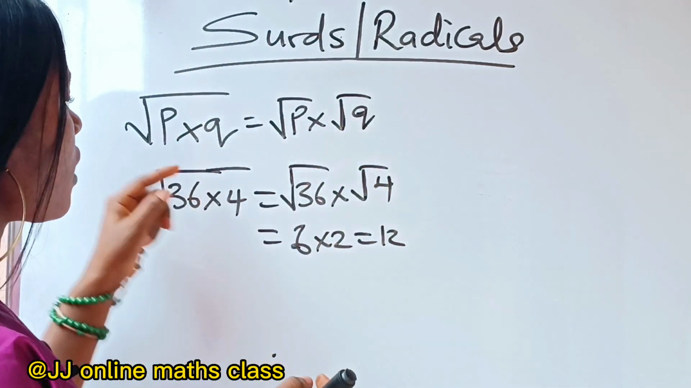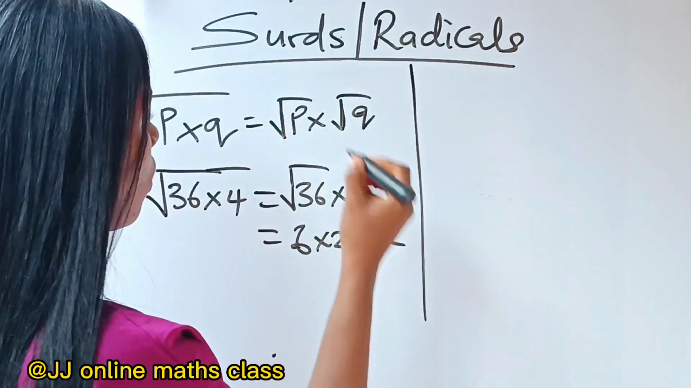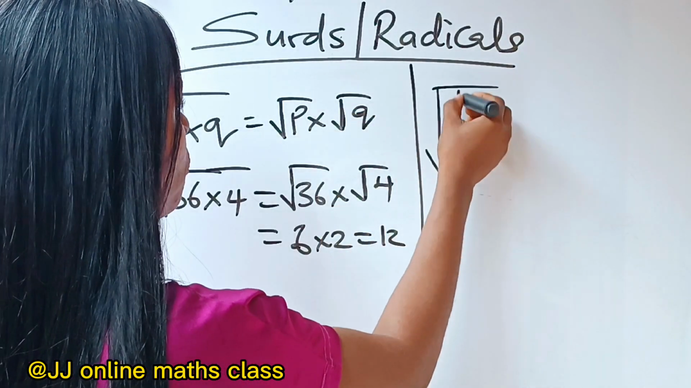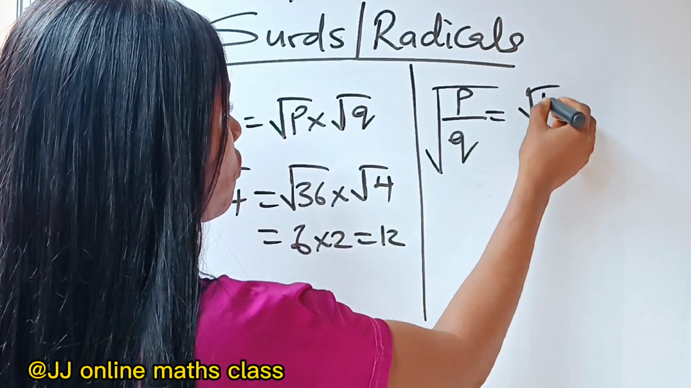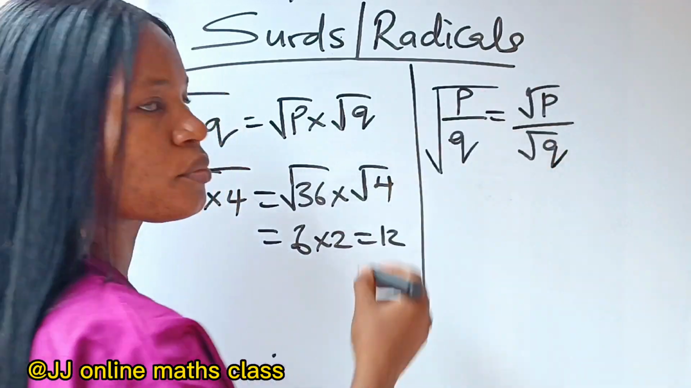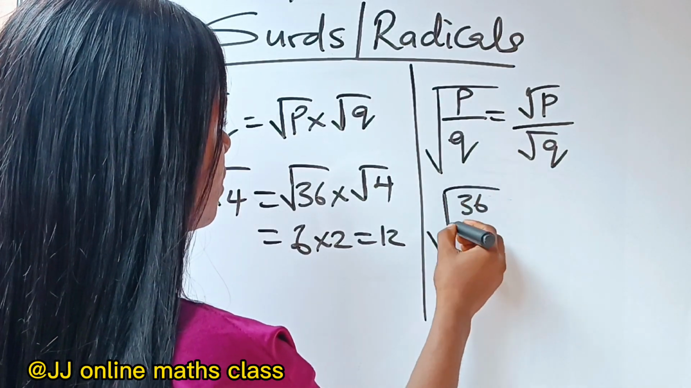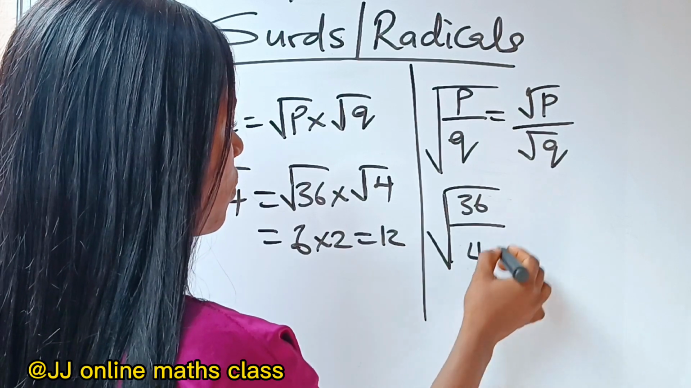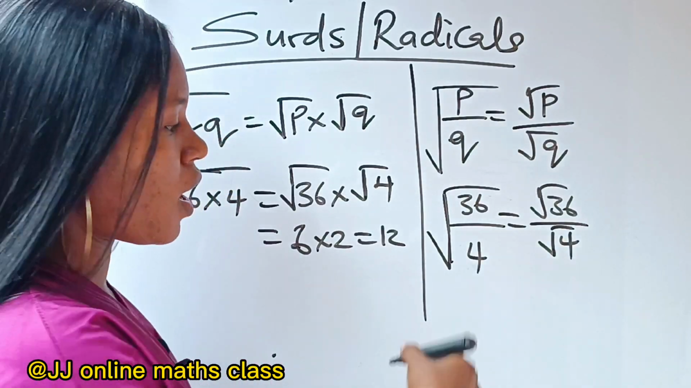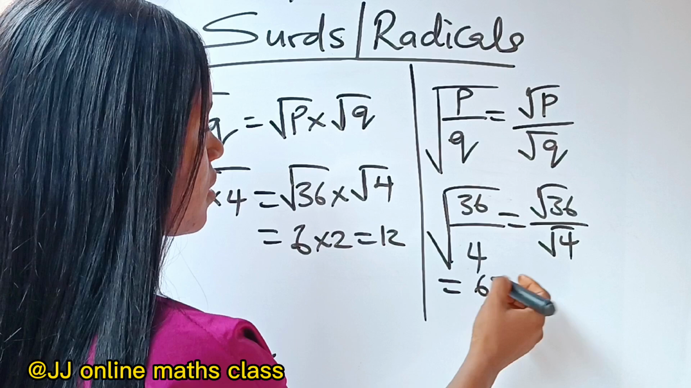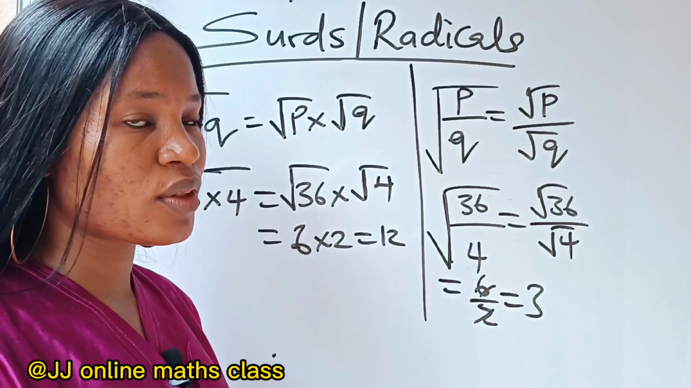Now the second one is actually the opposite of this. The second one says that square root of p over q can be written as square root of p over square root of q. So for example, if you have square root of 36 over 4, you can write this as square root of 36 divided by square root of 4. Then square root of 36 is 6, square root of 4 is 2, and you're going to get 3. Is that understood?